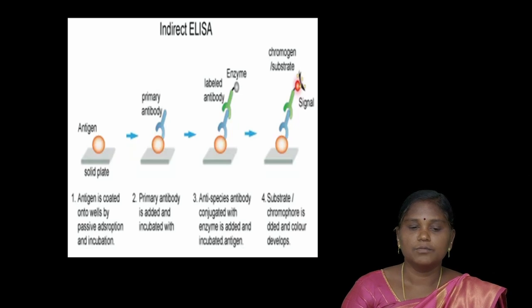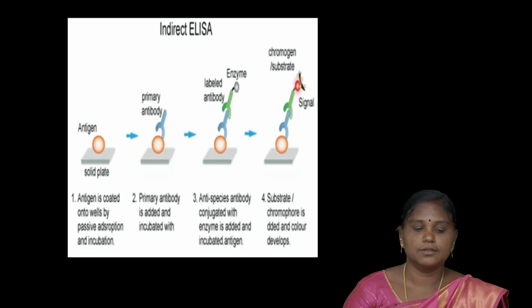Then we'll see about indirect ELISA. Okay, so in the indirect ELISA, first step again, the antigen is coated onto wells by passive adsorption and then incubation. Then the second step is adding the primary antibody. The primary antibody is added and incubated, right? Then the third step is anti-species antibody. The anti-species antibody conjugated with enzyme is added and incubated.